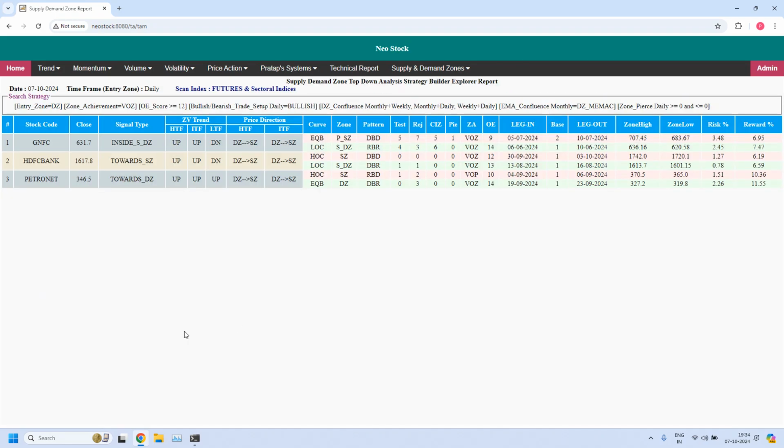So these 3 stocks have monthly EMA confluence, and daily and weekly together are part of the monthly zone. Monthly trend is up. Okay, so this is about the bullish trade setup for monthly income trade.